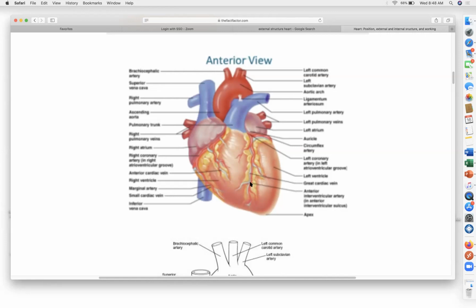Now, what happens in a heart attack, also known as an acute myocardial infarction? Myo means muscle, cardi, heart, infarct. When you have an infarct or a blockage, it's going to block oxygen from getting to a certain part. And you could see this anterior interventricular sulcus houses a very important artery called your left anterior descending artery, right? And also your great cardiac vein as well. If these get blocked, a good chunk of your left ventricle is going to start to die.